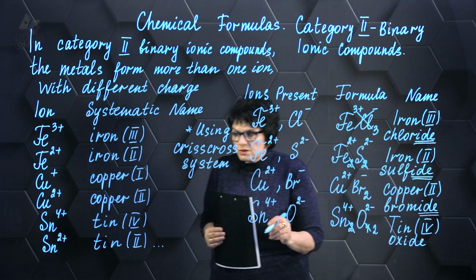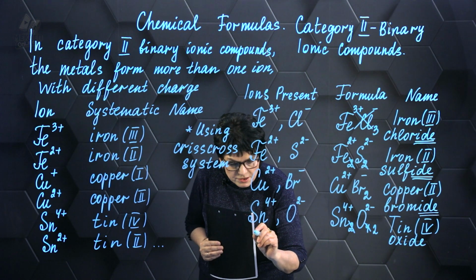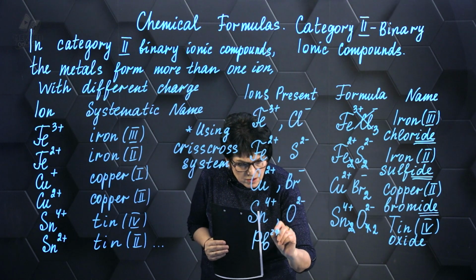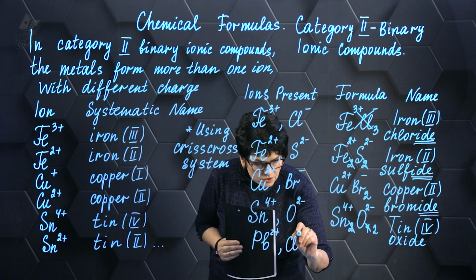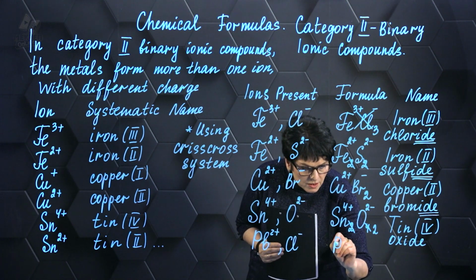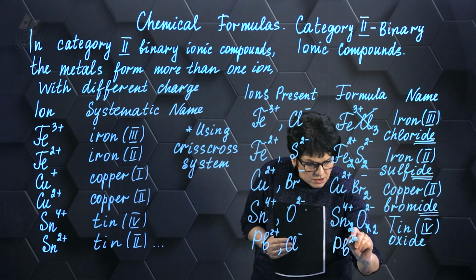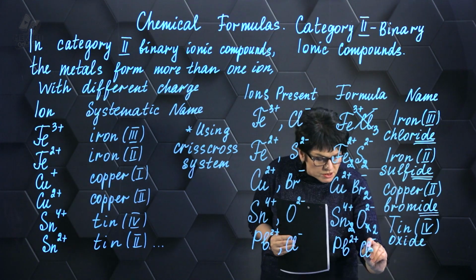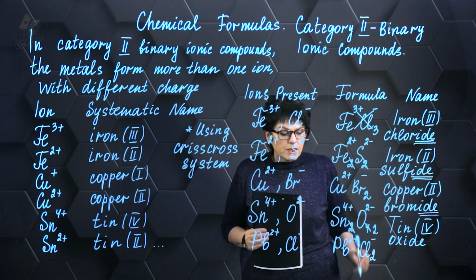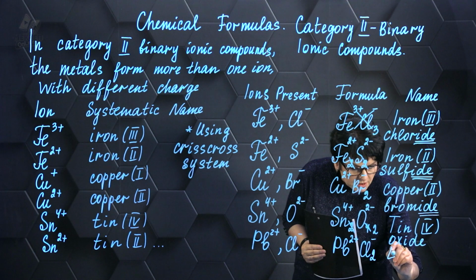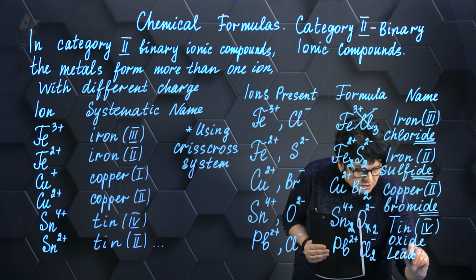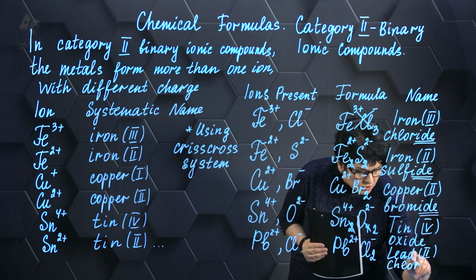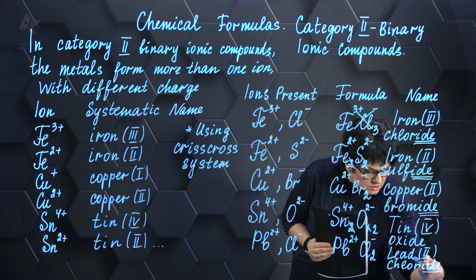Allow me to provide an additional example. Take lead with a charge of positive 2. This will help illustrate the concept more effectively. And let it be chlorine with a negative charge. All right, we write lead with a charge of positive 2 in the first place, indicating that lead has lost 2 electrons. The chlorine will have a negative charge. Therefore, in accordance with the cross rule, it will be lead(II) chloride. Plumbum is the symbol for lead, Pb. Furthermore, this will serve as the name for this compound.